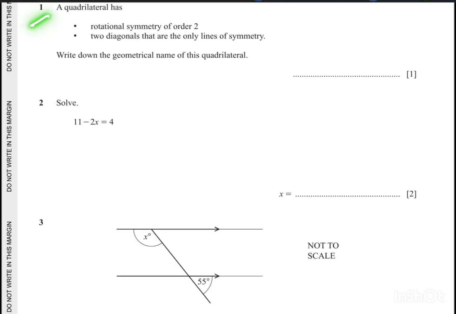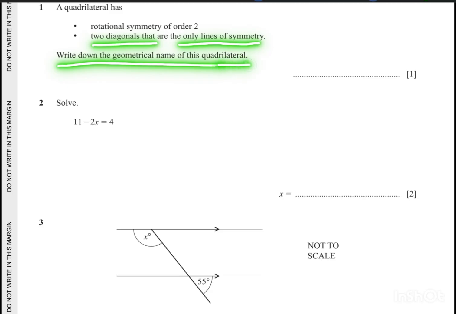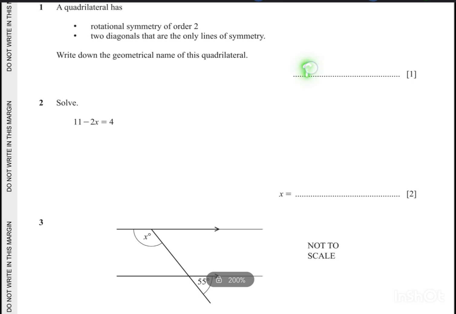Question number 1. A quadrilateral has rotational symmetry of order 2. Two diagonals are the only lines of symmetry. Write down the geometrical name of this quadrilateral. Now the quadrilateral which has two diagonals as the only lines of symmetry is a rhombus, and it has rotational symmetry of order 2. So write down rhombus.